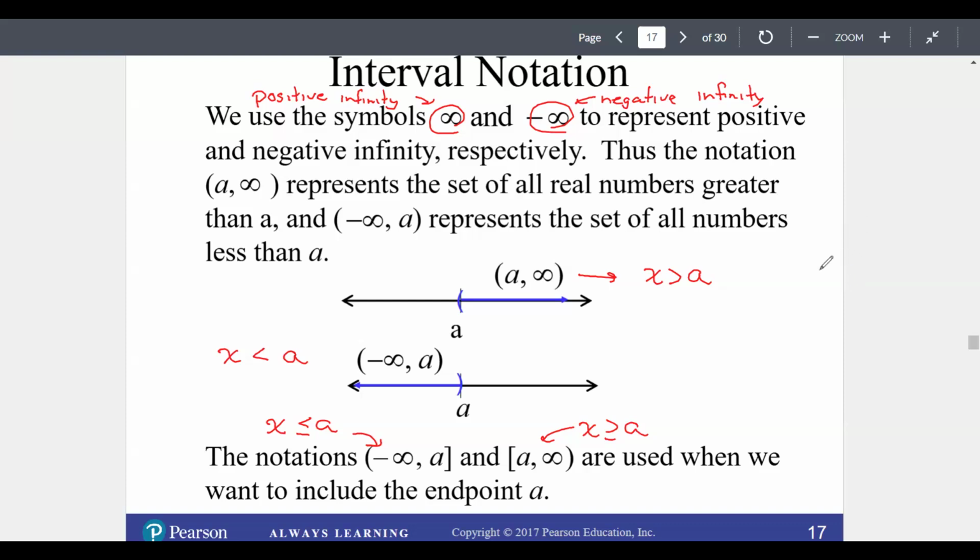So I'd like to point out here that when you do go to infinity, we are always going to use parentheses for those cases because you can never actually reach infinity, kind of like when you have a strictly less than or strictly greater than inequality, like you have here and here. We don't ever actually reach that a. So that's why we have a parenthesis. The same thing with infinity, you don't actually ever reach it, so you're going to use a parenthesis again. So we're always open at infinity.